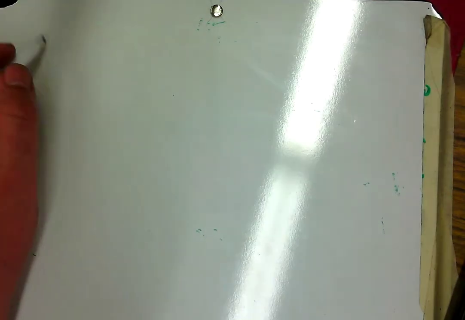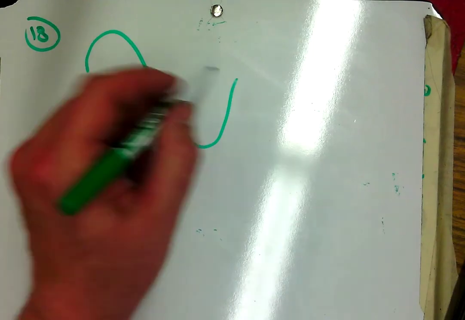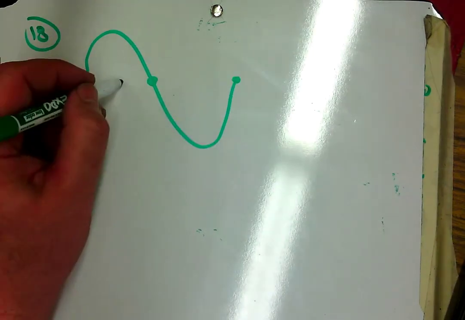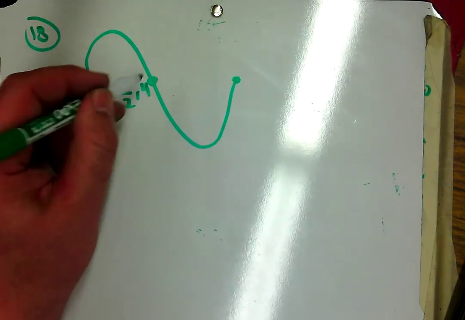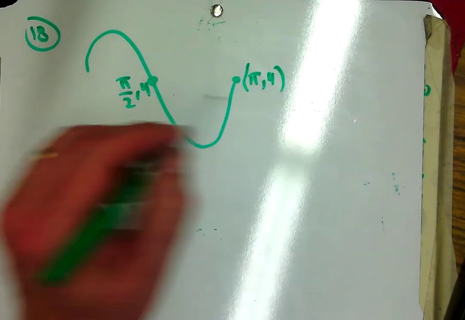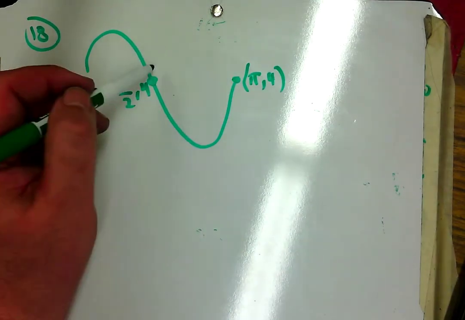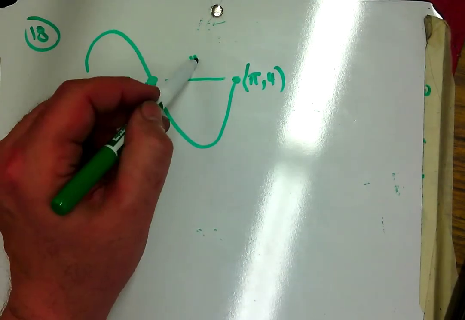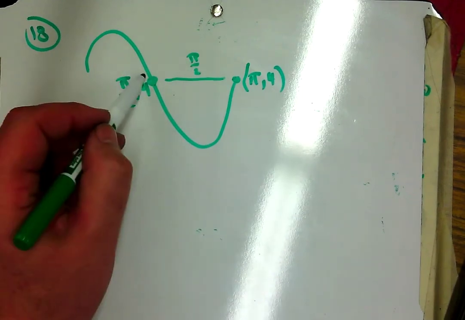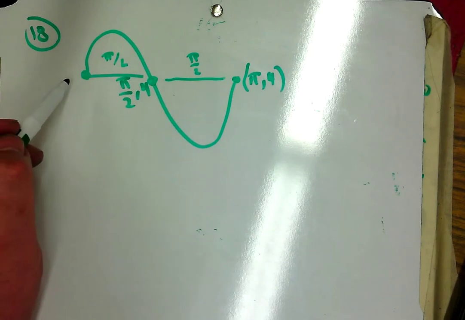Next one, number 18. We've got some limited information. It looks like a positive sine graph, but I don't feel like I have everything I need here. They don't give me the values of one full period. They only give me these x values for half a period. And this distance is half a period. That's pi over 2. Well, this must also be half a period. And so it's also pi over 2.